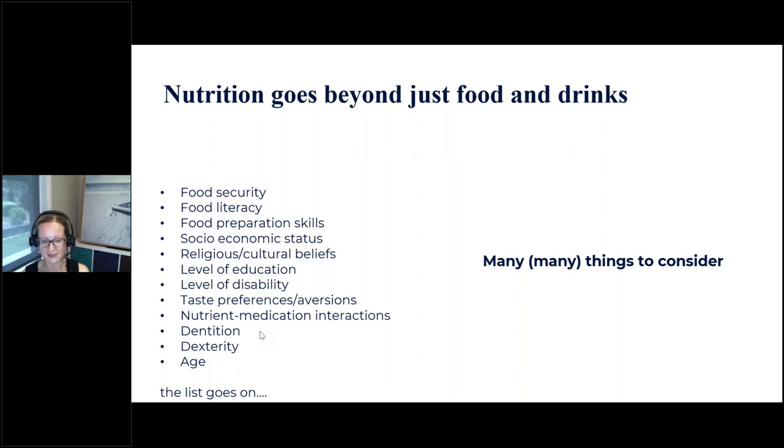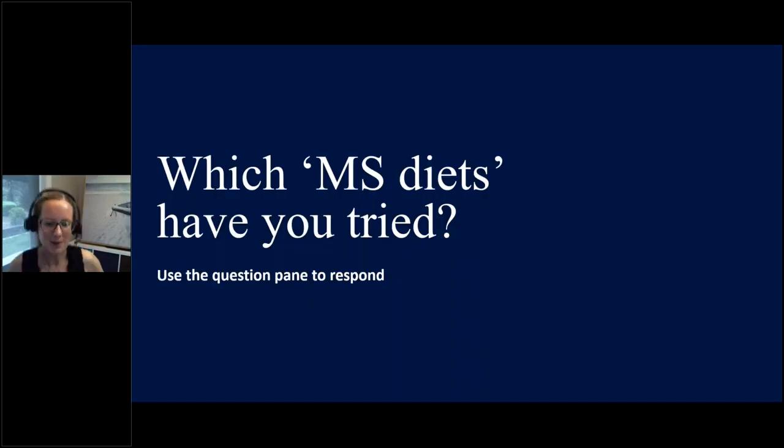It's not just as simple as you should eat this particular food item and that's the end of it, it'll make everything better. We've got lots of things to think about, but here's the main one that most people do think about when it comes to MS. Now, this one we haven't got set up as a poll, so I'd like you to actually use the question pane, and rather than asking a question, you can just type in your response for this particular option, because what it's going to tell me is a little bit about what you know around MS diets, or what you've tried around MS diets and your condition.